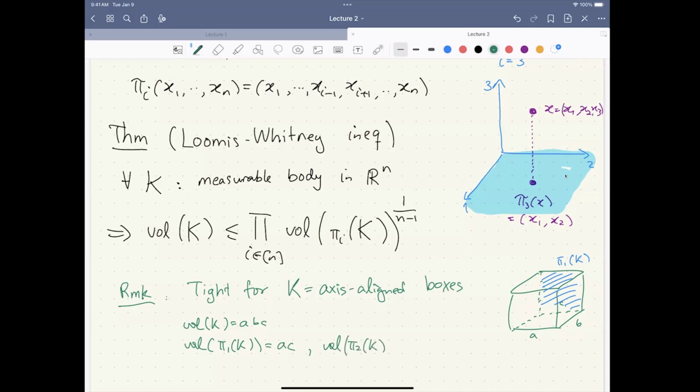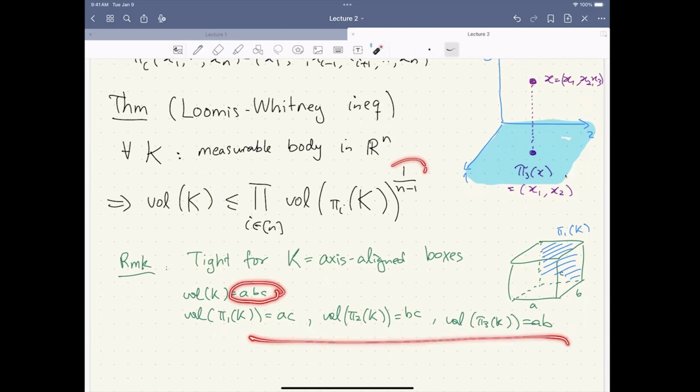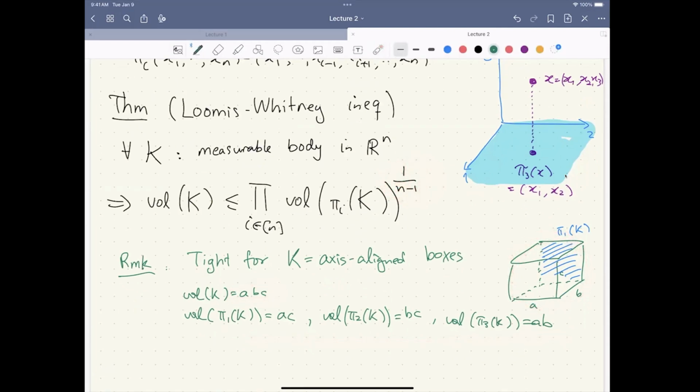Pi 2 of k, you can check, is B times C most likely. And pi 3 of k is A times B. So multiply them all together, you get the square of this guy. But remember, we have 1 over 2, which is 3 minus 1. We are in 3 dimensions. Here, n equals 3. We are in R3.